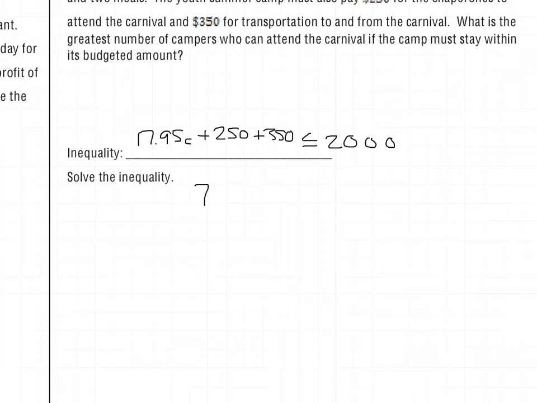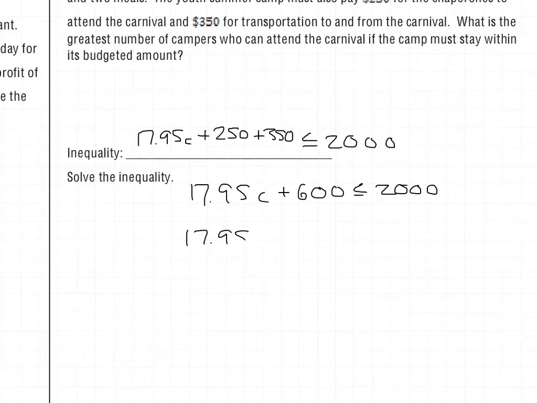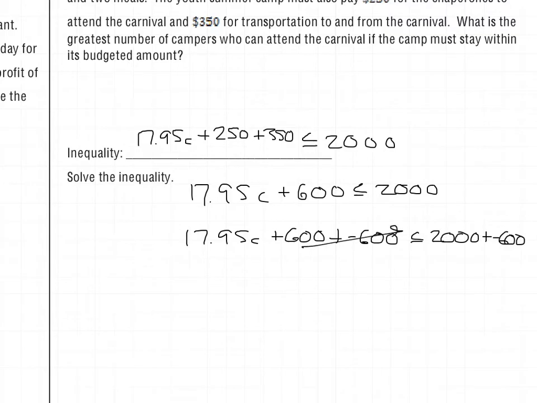When we simplify this, we're going to get $17.95 times the number of campers plus $600 needs to be less than or equal to 2,000. So $17.95 C plus 600 plus negative 600 is less than or equal to 2,000 plus negative 600. $17.95 times C is, I'm going to pause on that for a second. Thinking about the inequality symbol, again, it's an addition, so it's not going to be reversed. And if we go back to our original inequality, we can see that this is a positive coefficient. So we're not going to be reversing our inequality symbol as we go throughout this one. Go ahead and use a calculator to divide this one out.